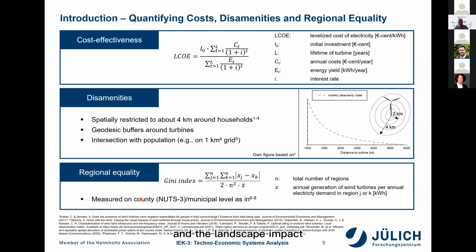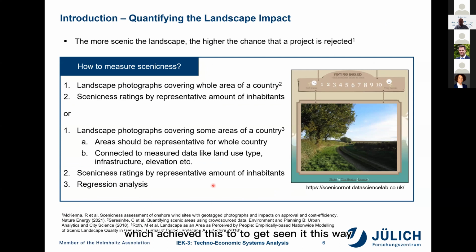And the landscape impact, I already said that this was very important in the past, and the more scenic a landscape is, the higher is the chance that a project is rejected. But how could we measure these scenicness ratings for a whole country? There were two studies which achieved this, to get scenicness ratings for an entire country.